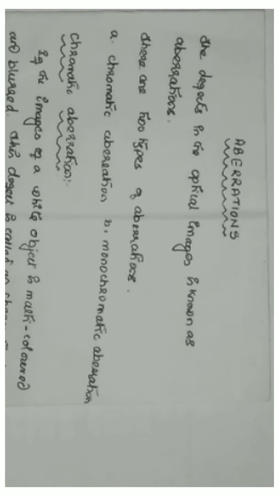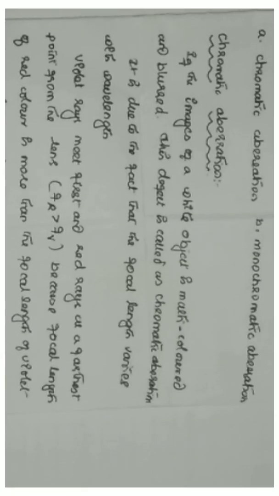Now in today's session, we shall discuss aberrations. The defects in the optical images are known as aberrations. There are two types of aberrations to discuss: one is chromatic aberration, the other is monochromatic aberration. Now let us understand what is chromatic aberration.